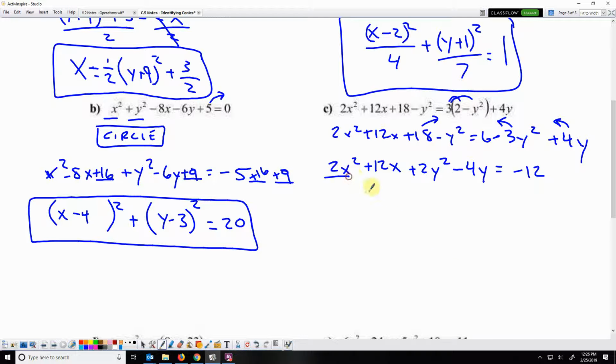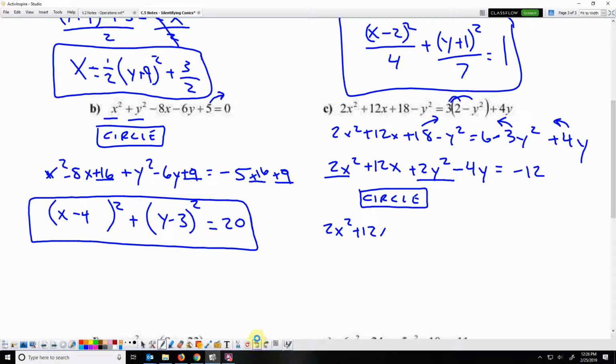So I've got a positive 2x squared and another positive 2y squared, so that makes this one a circle. Both squared terms are there, same sign, and the same coefficient. Now I'm going to prepare to complete the square. 2x squared plus 12x, and actually I needed to factor that 2 out of those x terms.